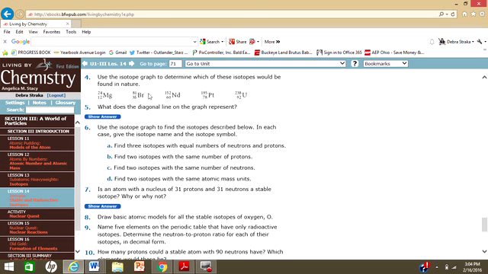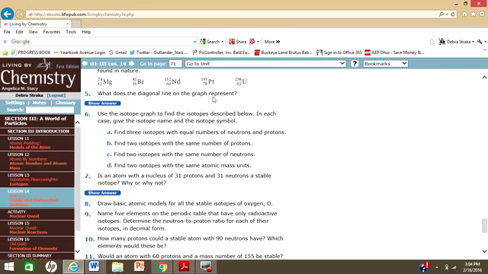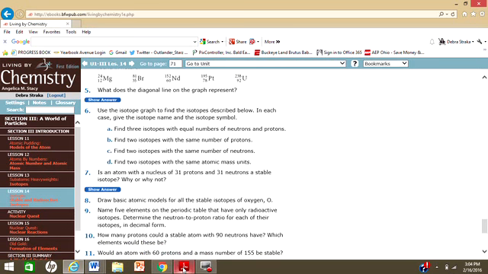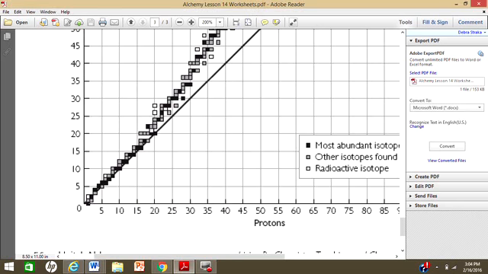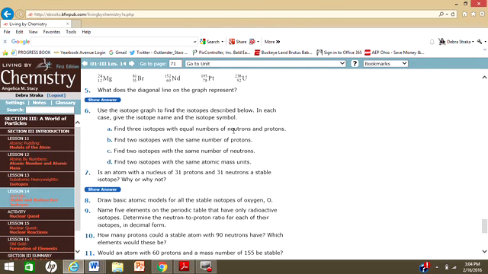Number 5, what does the diagonal line on the graph represent? I mentioned this more than once, and by that they mean this line going up through here. I told you what that represented a couple times on the worksheet in the beginning and on the first set of notes. So if you need to, go back and look at that. And you could probably look right there in your book for an answer. Go ahead and hit pause.